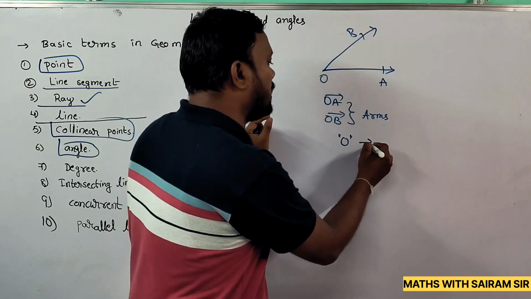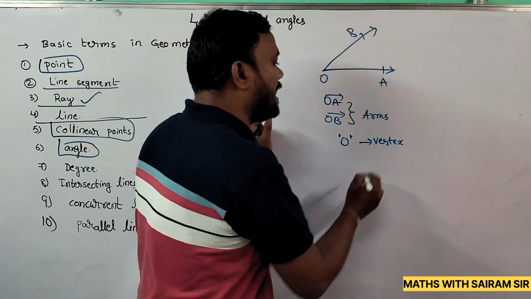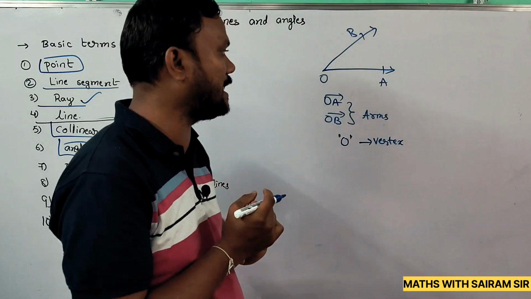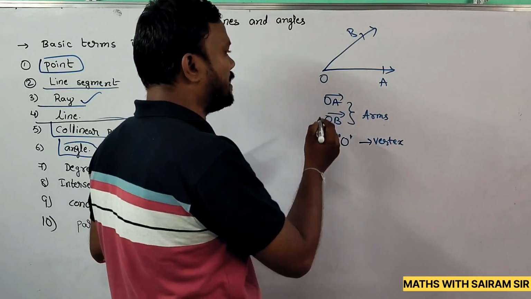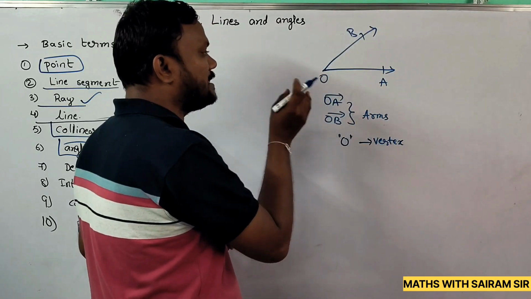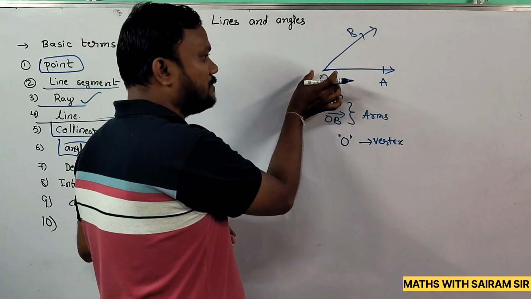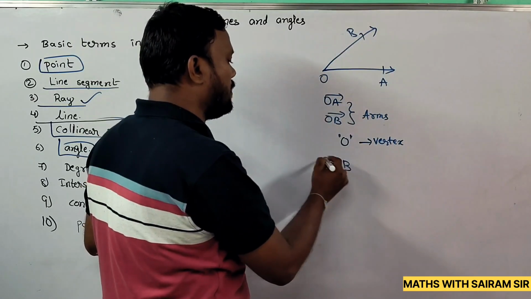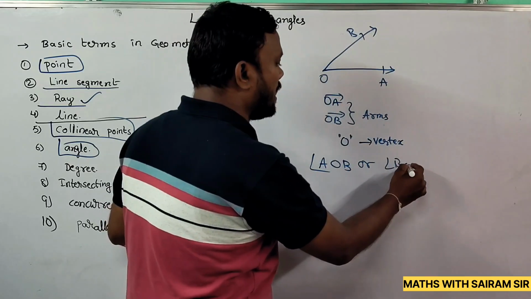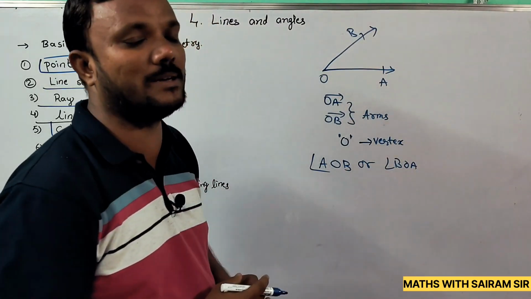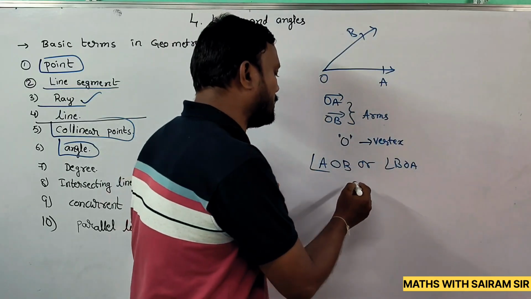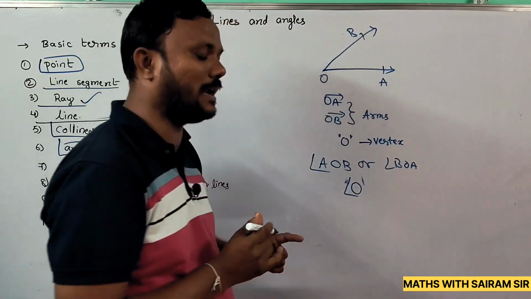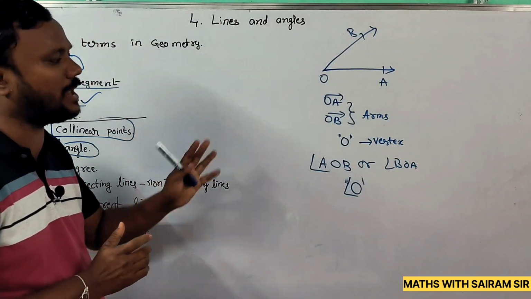This point O is called the vertex of this angle, and this angle can be represented in two ways, by using one symbol notation and also by using three symbol notation. If you want to represent this angle in three symbol notation, we take the vertex in the middle and the remaining two points on either side, like angle AOB or angle BOA. In the same manner, if you want to represent an angle in one symbol notation, we can represent it using only the vertex O, that is, the point at which the angle is formed. So we can write it as angle O. Okay, this is about an angle.